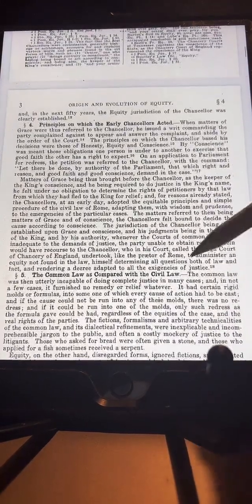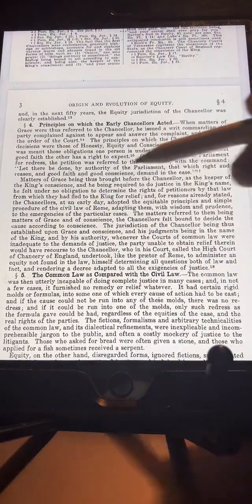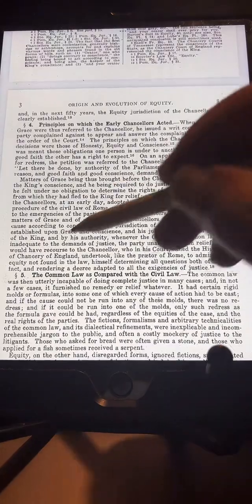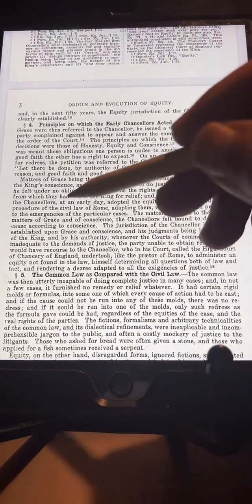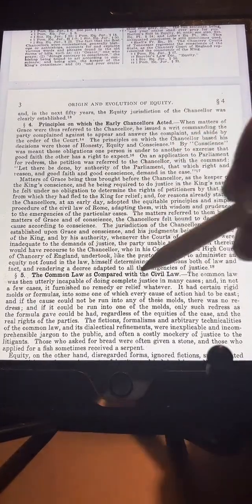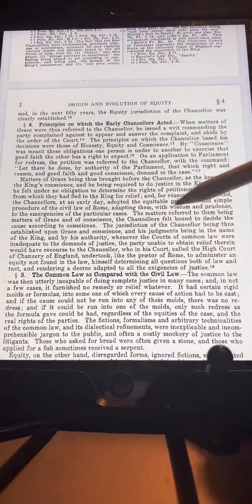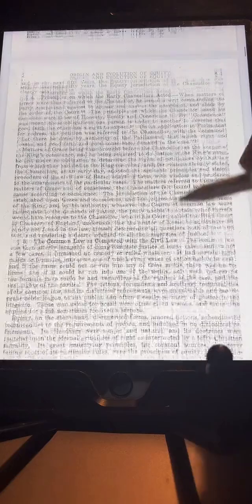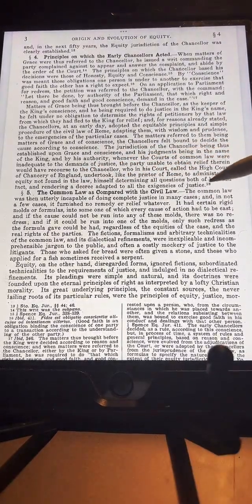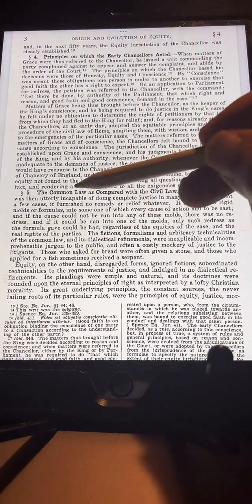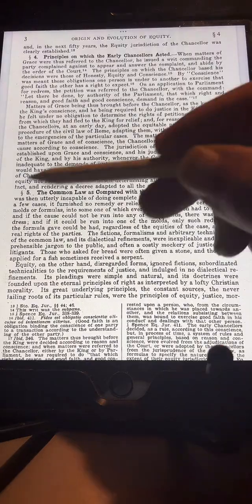Okay, so in order for you to find justice in a court of equity, what they're going to do is weigh out the facts. The same facts that were being ignored when old boy took me to court to try to get the restraining order on me are the same facts that would have been actually taken into consideration if we were dealing with a court of equity at the time, right? So, the common law as compared with the civil law. The common law was then utterly incapable of doing complete justice in many cases, and in not a few cases.